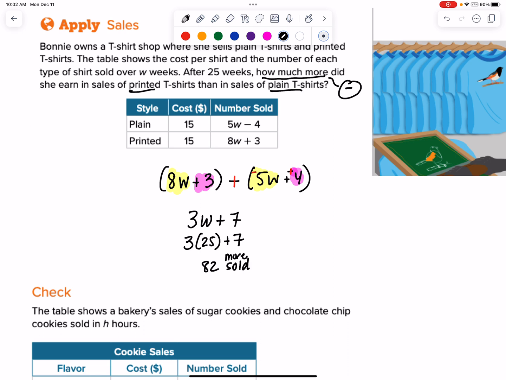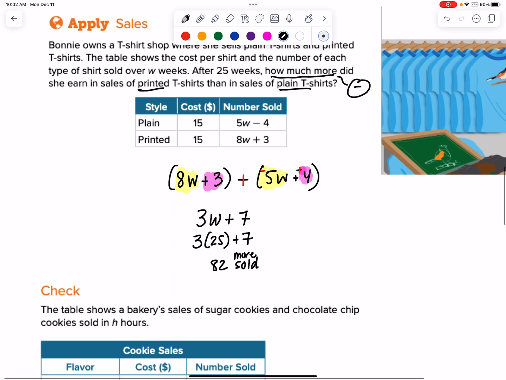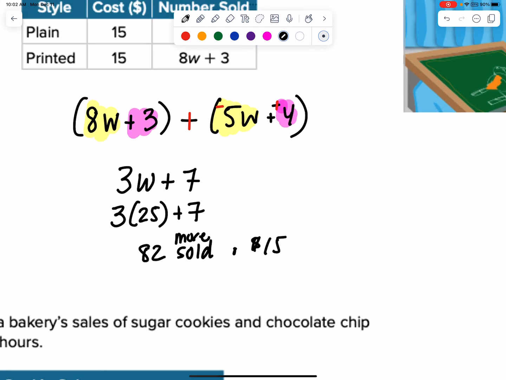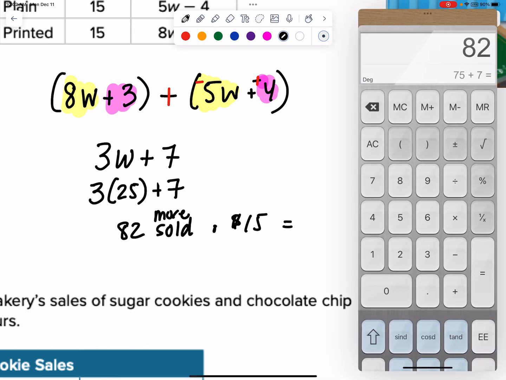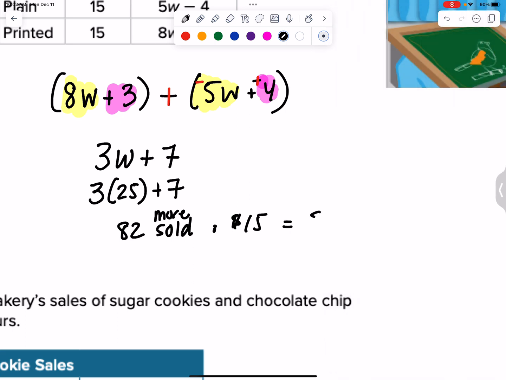And it says that the cost was $15. So we can actually go ahead now and multiply by the $15 to see how much more money, because the number sold is just the number of shirts sold. We want to know how much more money was made. So 82 times 15 puts us at $1,230.